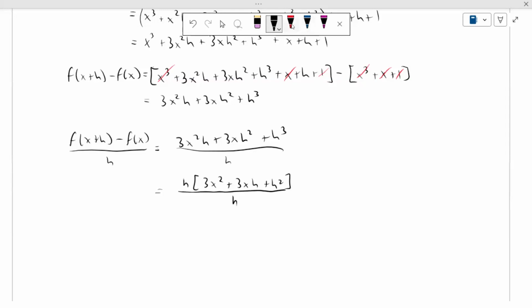Now I have a common factor between the numerator and the denominator, so they can cancel off. So I'm just left with 3x squared plus 3xh plus h squared. And that is my difference quotient for that function. Okay. For those of you going on into calculus, you're going to do a lot of this.